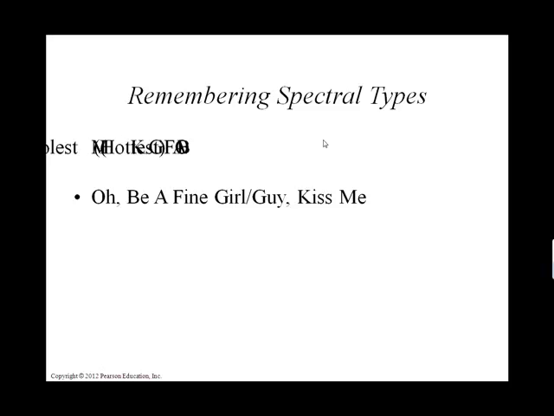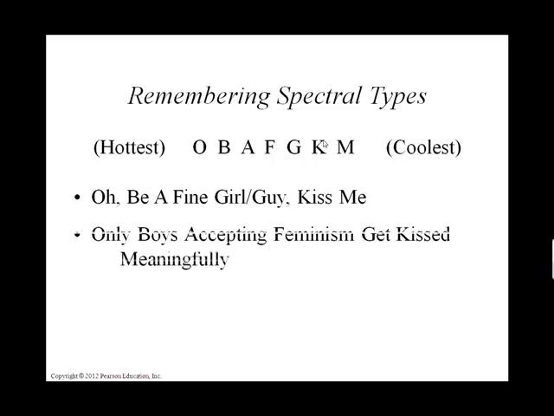This is a little slow, isn't it? Okay, so O, B, A, F, G, K, M. That's from hottest to coolest. There are 7 types, and there's an acronym to help you remember that. O, B, A, fine, guy or girl, kiss me. Okay. This one I'm not so sure about, but another way to remember the order of the types of stars would be: only boys accepting feminism get kissed meaningfully.